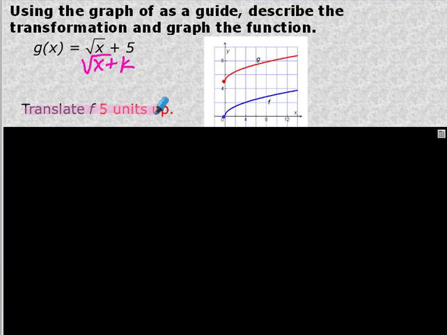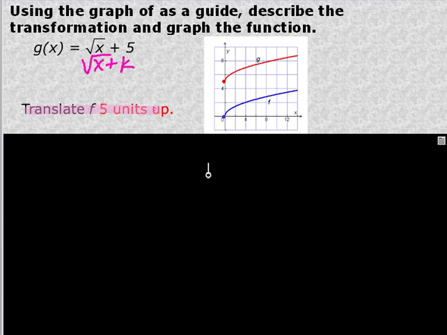And what I would do in this case, it's easy enough. So here, get my points. Here's my parent function: 0, 0, 4, 2, and 9, 3 is going to be right about here. So this is my parent. This is moved 5 units up. So I take my vertex and move it up to 5. I'm going to take 4 and go from 1 to 6.